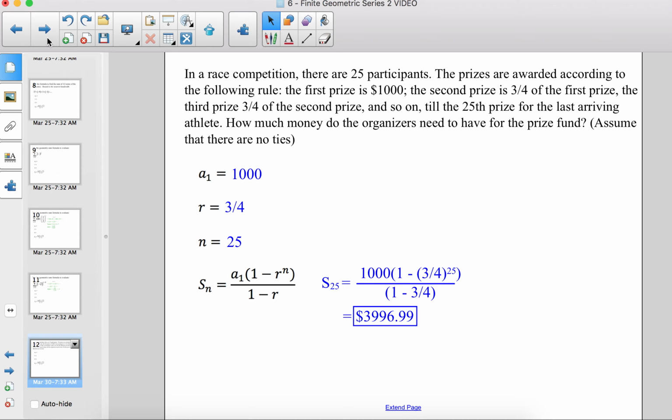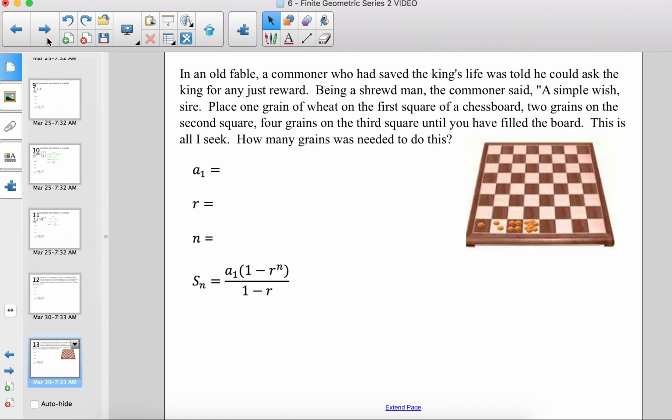I do believe I have another word problem. Here it is. All right. In an old fable, a commoner who had saved the king's life was told he could ask the king for any just reward. Being a shrewd man, the commoner said, "A simple wish, sire. Place 1 grain of wheat on the first square of the chessboard, 2 grains on the second, 4 on the third, until you have filled the board. This is all I seek." How many grains was needed to do this? Not really sure why anyone would want grains, but hey, let's go with it.